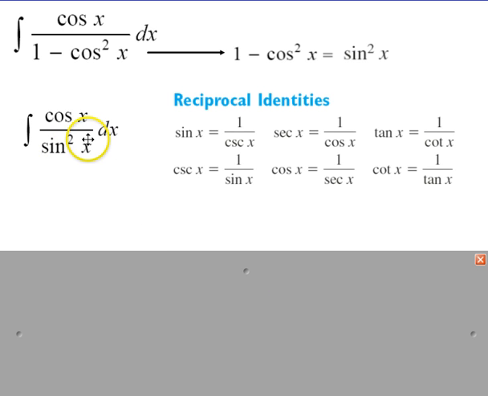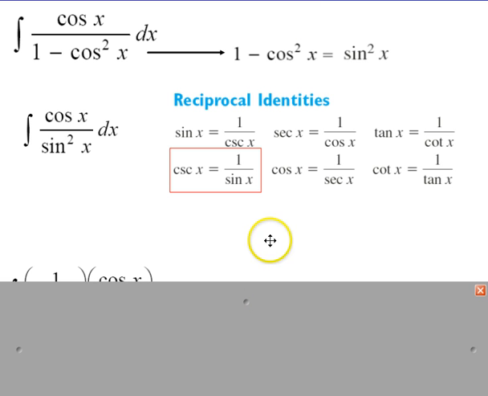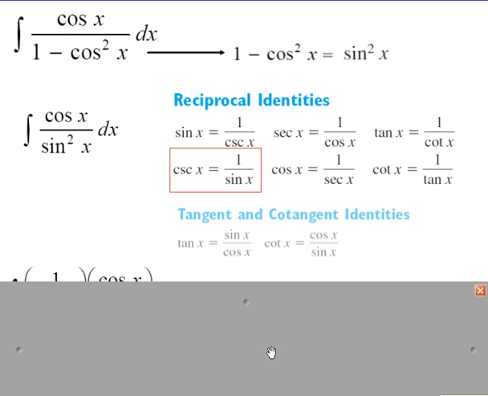Notice I have a sine in the bottom. So over here on my reciprocal identities, I'm looking for anything that has a sine in the bottom. And what I notice is that I have cosecant x is 1 over sine of x, but I don't have a sine squared. So I have to think a little bit more about what I might do. So what I'm actually going to think about is, what about my tangent and cotangent identities? And I'm looking again for a sine in the bottom. Well, right here, I have a sine in the denominator. But again, just like before, I have just a regular sine and not a sine squared.